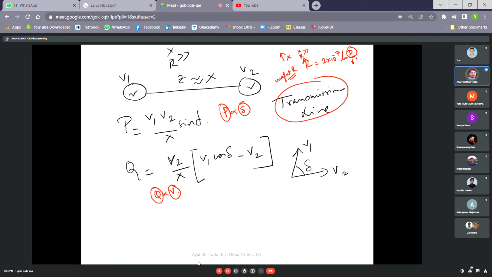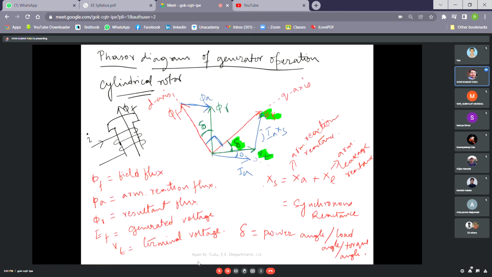Understood? And in a transmission line, the delta angle. Why are there so many names for the delta angle? I think you are getting the point, because with respect to the transmission line, we can call it the power angle or load angle, whereas with respect to our cylindrical rotor synchronous generator, this delta angle is normally known as the torque angle, because it is basically the angle between what and what? Delta is the angle between the resultant magnetic field and the field flux phi f. And that's why there are so many names for our delta.